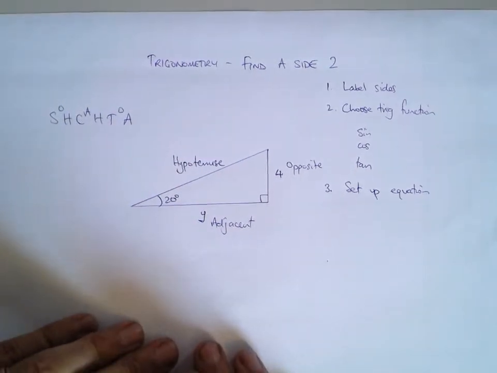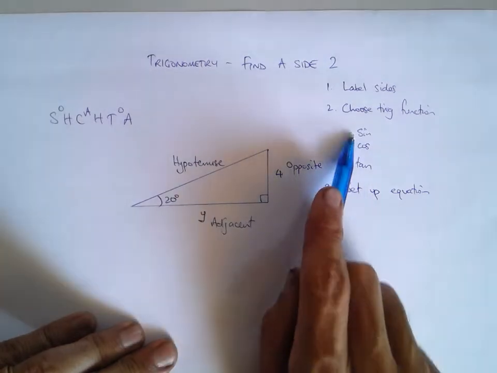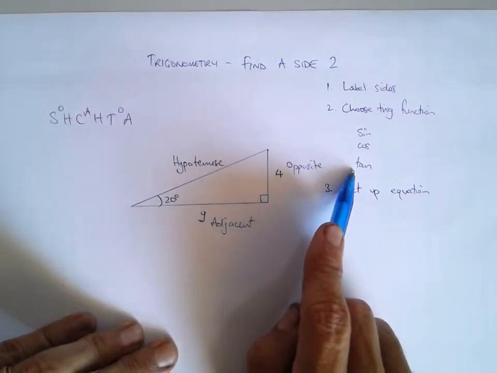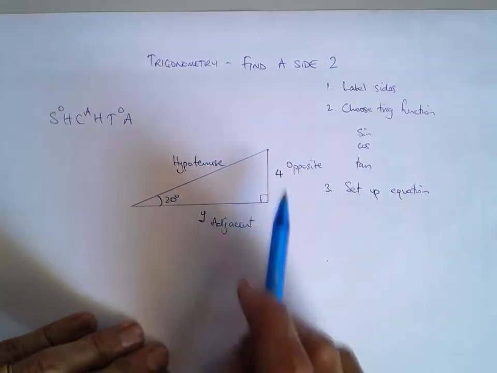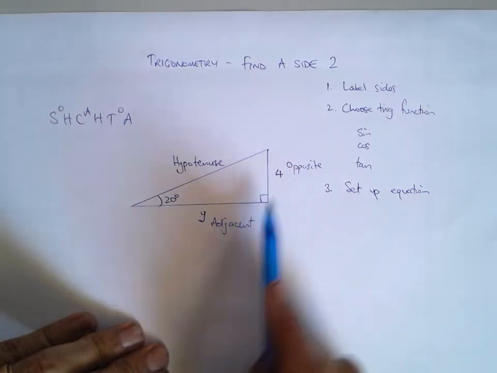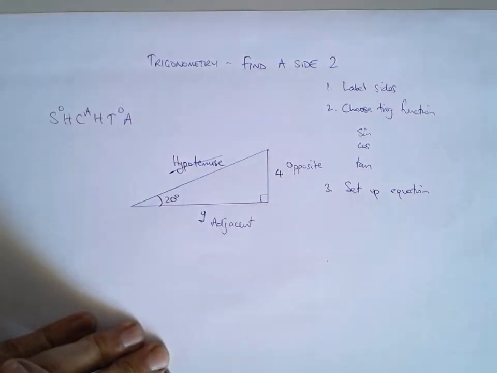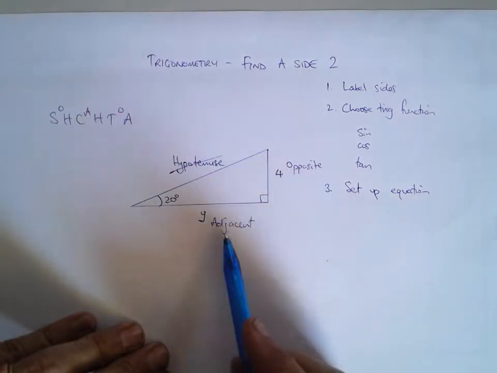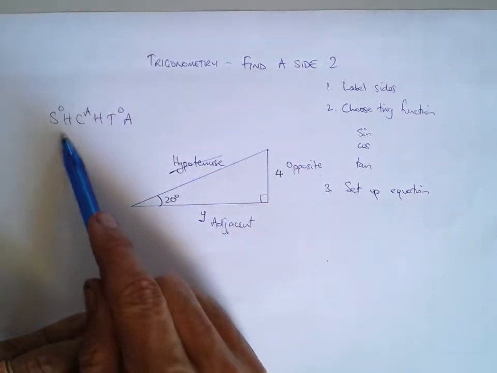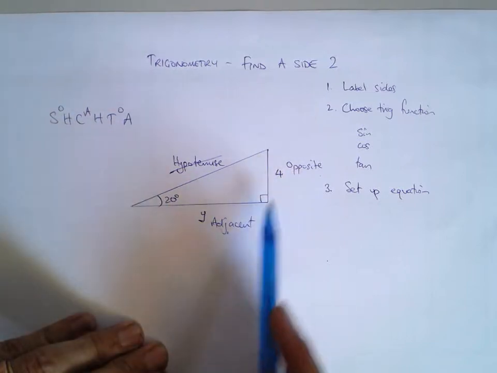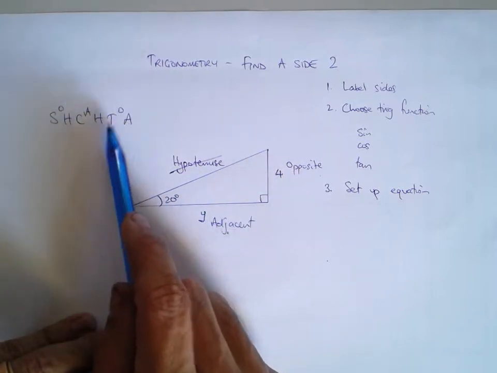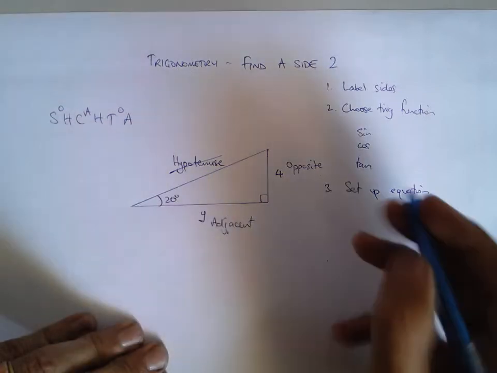Now we want to choose our trig function. Do we want sine, cosine, or tangent? Well, looking at my triangle, I know the opposite and I want to find the adjacent. So I don't really need the hypotenuse now, just the opposite and the adjacent. Remembering SOHCAHTOA, opposite and adjacent are with a tangent. So my trig function I'm going to use is tan.